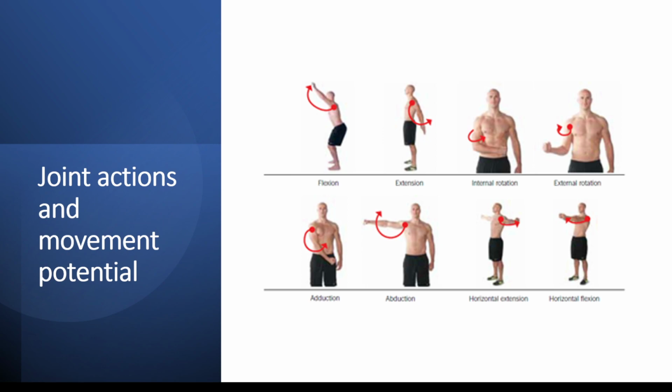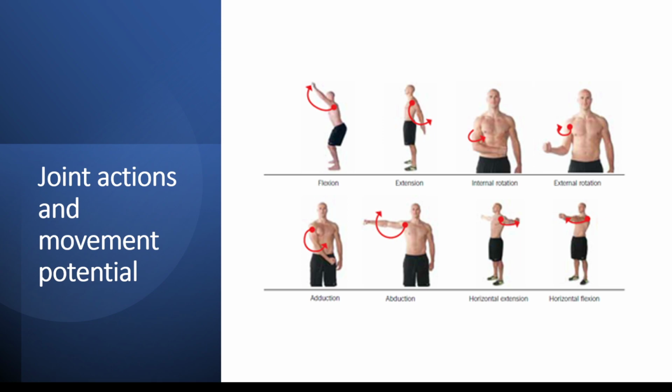Then we have joint actions. So this is something that you're going to really need to focus on studying because you will get questioned about this in your exam. So as an example, they may say, what joint action is occurring during the upward phase of a bicep curl? You would need to know, that's flexion of the elbow. So I'm going to briefly cover some of these, but they can apply to multiple areas.